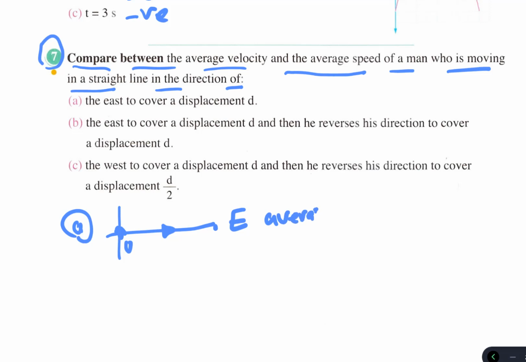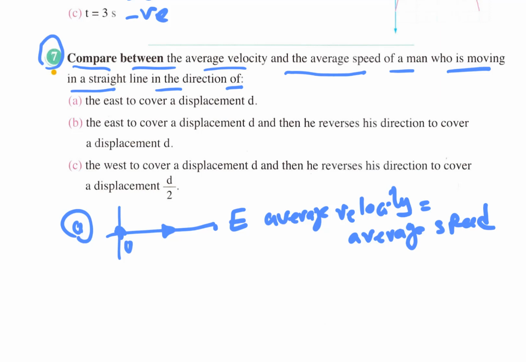So average velocity equals average speed, because the man doesn't change his direction. So the displacement is the same as the distance. So both are equal. B.